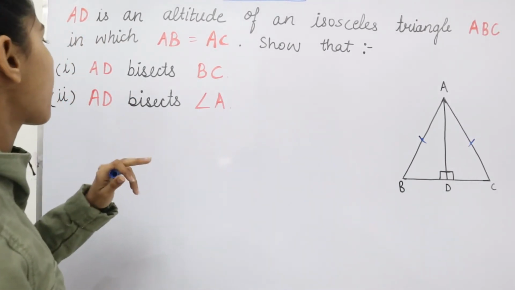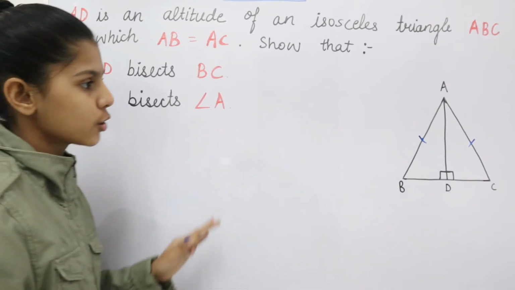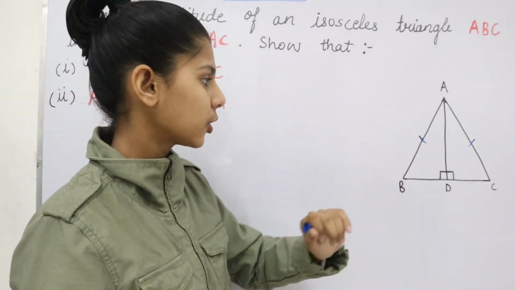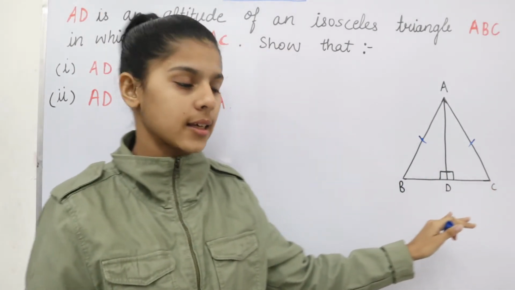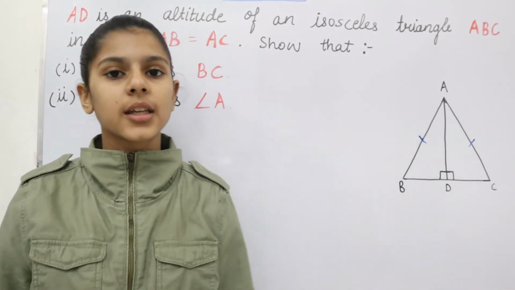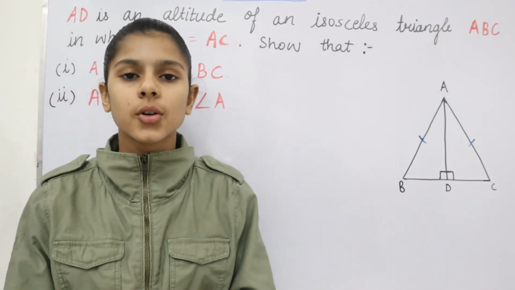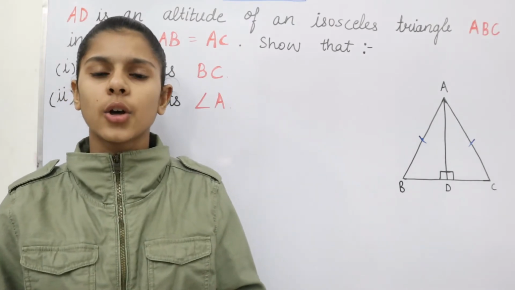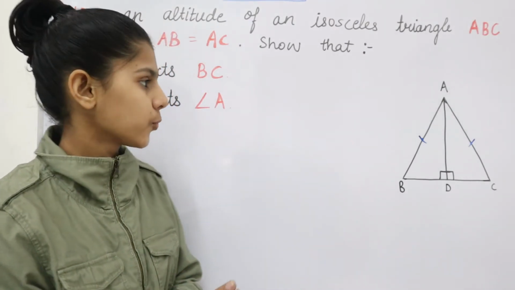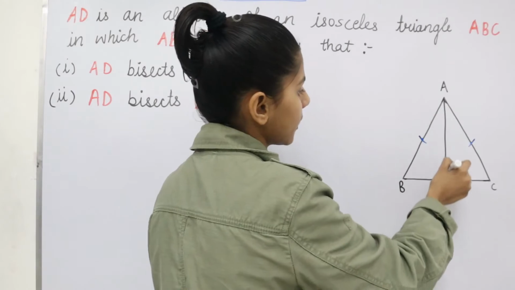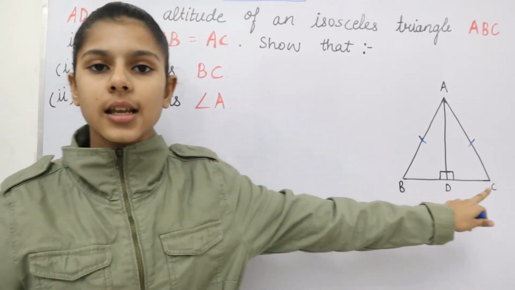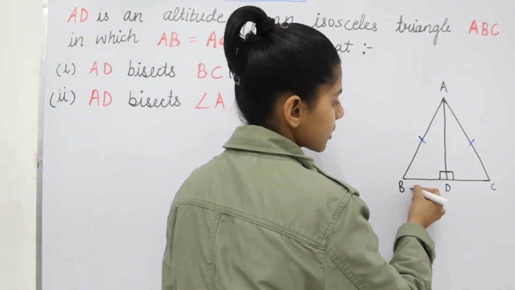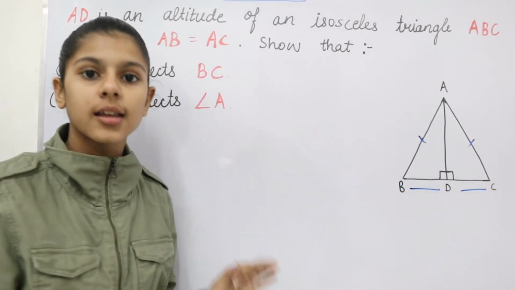Show that, first part, AD bisects BC. So we have to show that this altitude AD of the triangle is bisecting this line segment BC. What is the meaning of bisecting? I have told you earlier also. Bisect means dividing that line segment or that side or that angle into half. So we have to prove that this altitude AD is dividing this line segment BC into half. So basically what we have to prove is that this distance and this distance are equal.